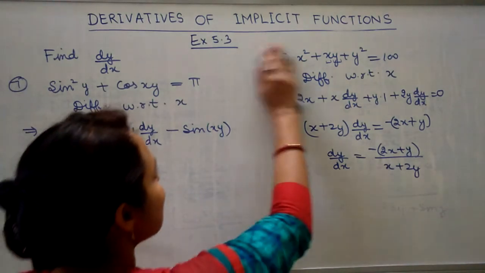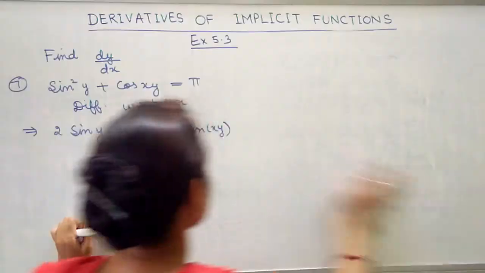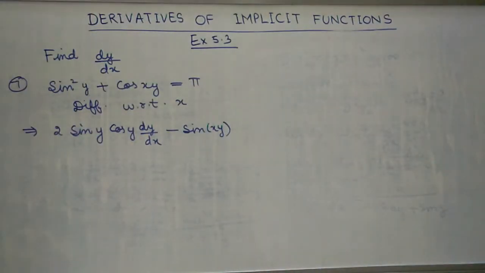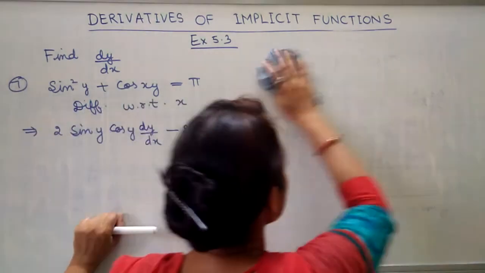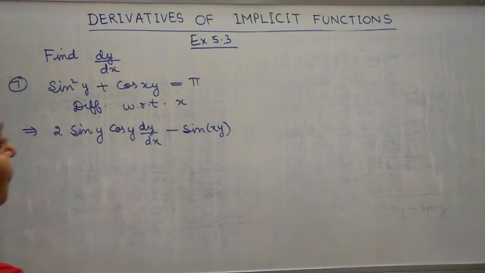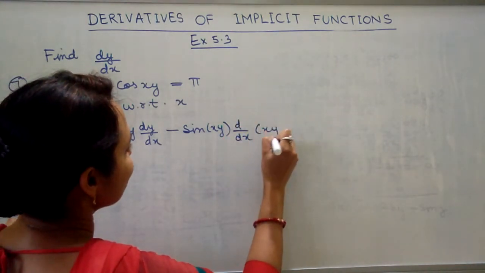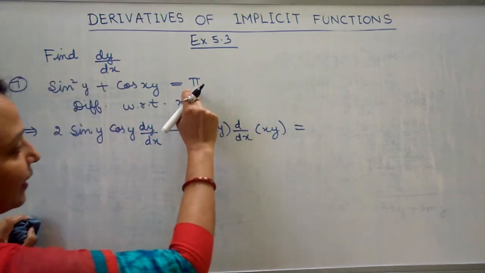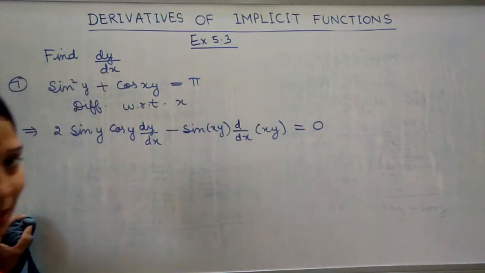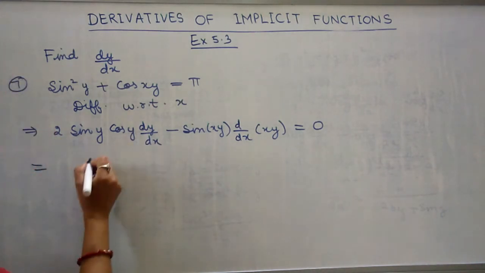I will rub from this side. We need to do the further differentiation of this function, so we need space for this. So we have to apply the derivative of xy is equal to the derivative of pi, that is 0. A constant function has derivative 0. Okay, now come to here.